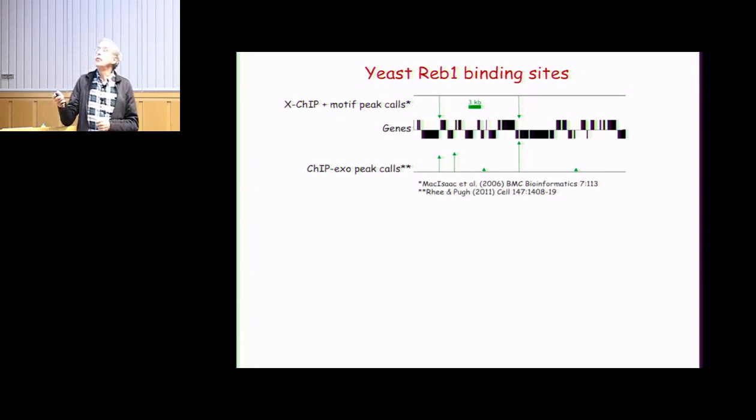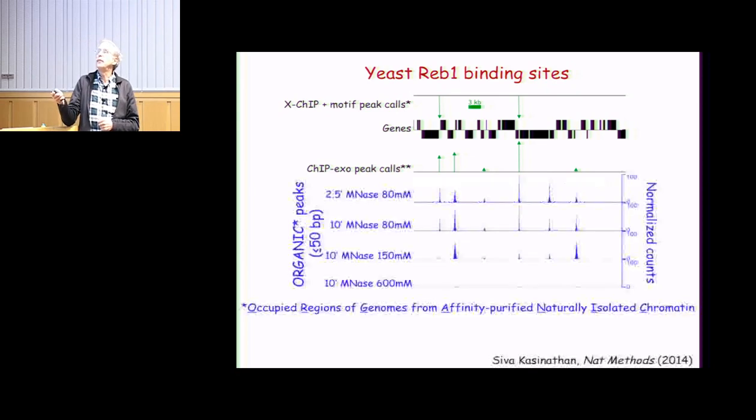So we call this ORGANIC, for occupied regions of genomes from affinity-purified naturally isolated chromatin. The idea of the acronym is that we're not adding any toxic compounds such as formaldehyde. And when we map the small fragments, this is the raw data you're looking at here. We get pretty much the same peaks you get with ChIP-exo, and then some. We get a lot more peaks.